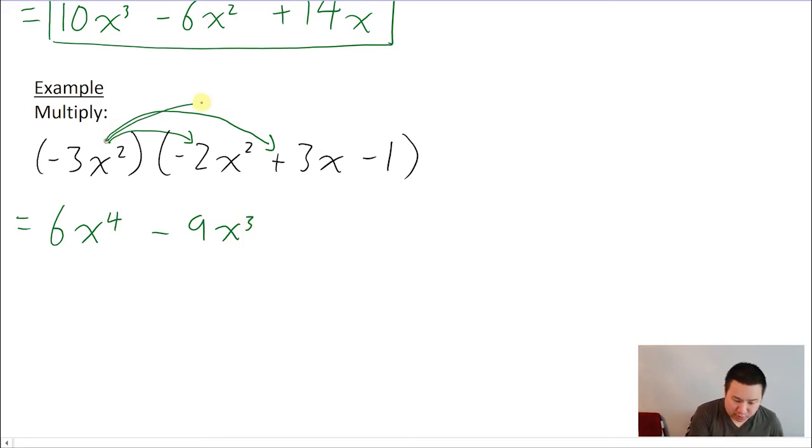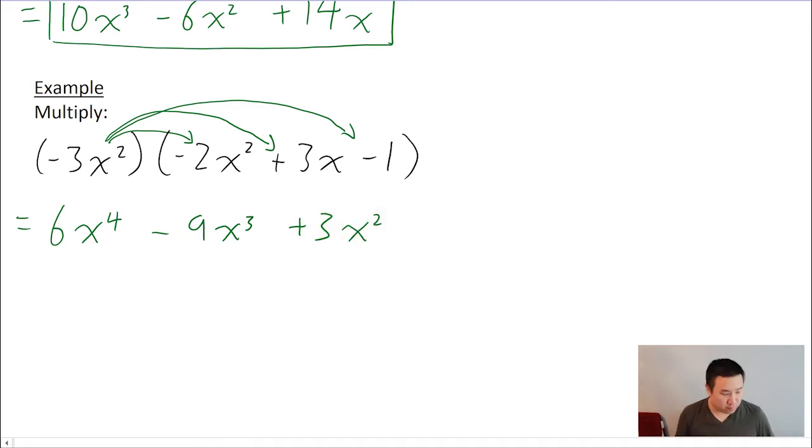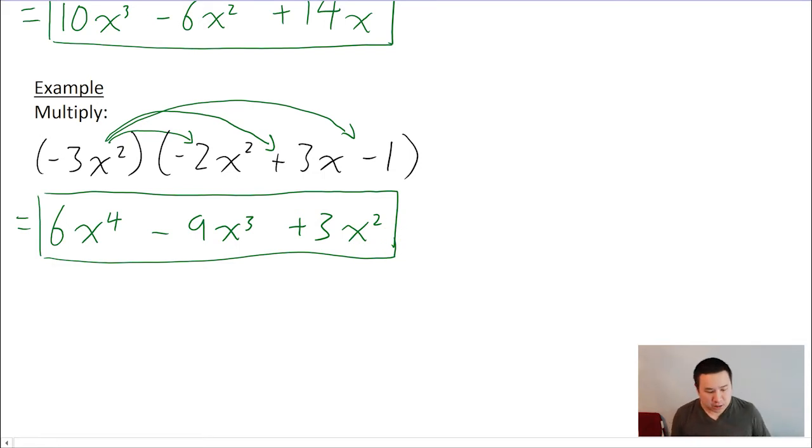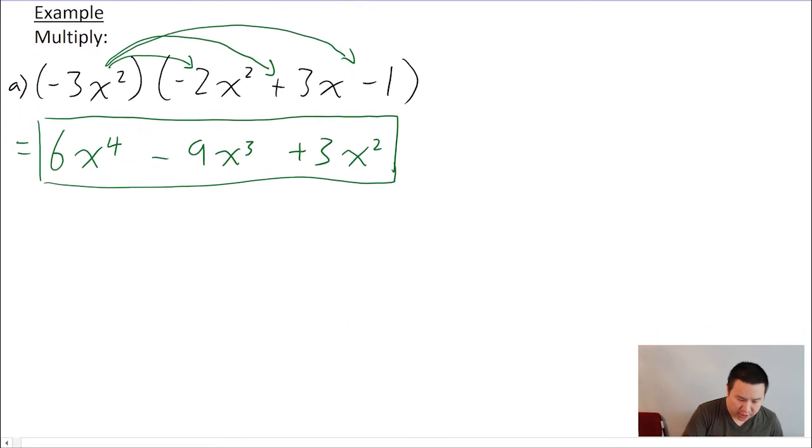Lastly, negative 3x squared needs to be multiplied by negative 1. And so negative 3 times negative 1 is positive 3. And x squared is still there. And there you go. This is our product, the answer to our multiplication problem. Let's do one more and then we'll move on. Let's call this example A. And let's do an example B.